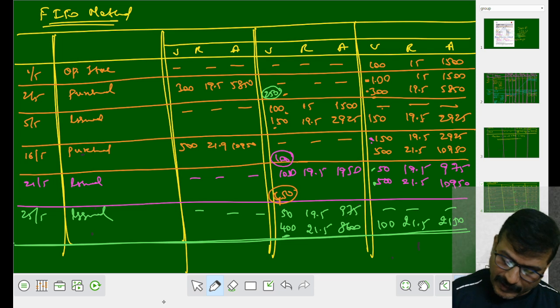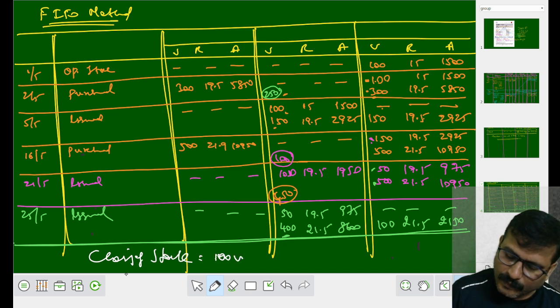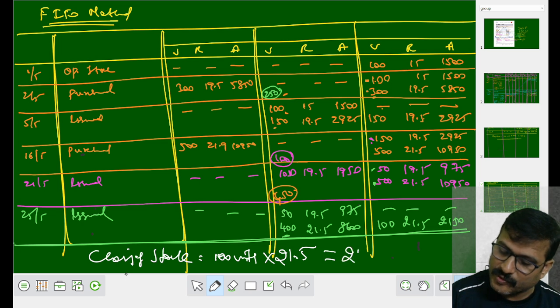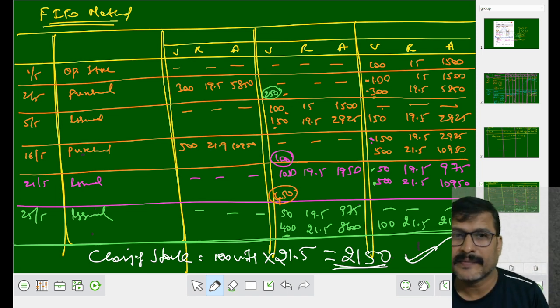Now your ultimate answer will be closing stock: 100 units into 21.5, it comes to 2,150. I hope you got it right.